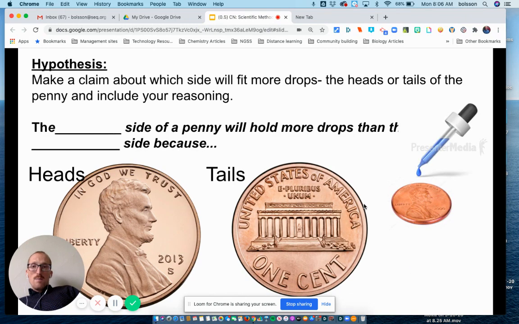Okay, so your next step is to make a hypothesis. Make a claim about which side will fit more drops, the heads or tails side of a penny, and include your reasoning. Go ahead and try this in the Edpuzzle question.